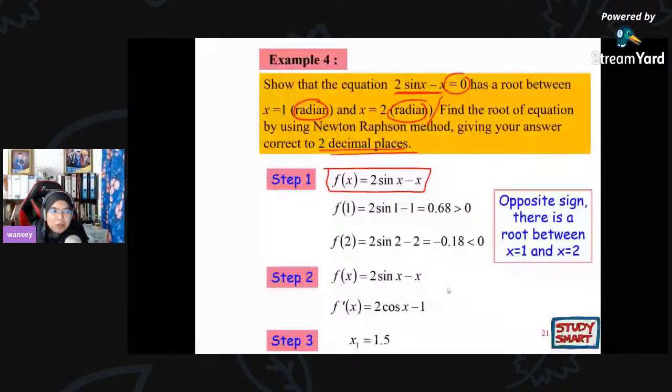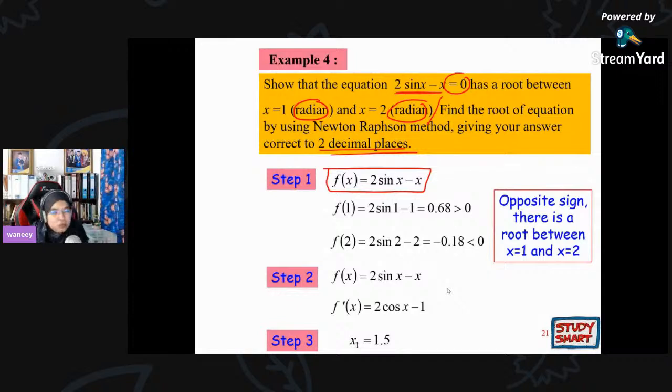Don't want to use 1.5, want to use 1.2, can? 1.3, right? 1.4, that is also okay. 1.6, okay. 1.7, okay. 1.8 also okay. But do make sure never to use x equal to 1 and x equal to 2. Why never? Because you already substitute x equal to 1 and x equal to 2. And you already know that the value is definitely not equal to 0 and not even closer to 0. So don't use 1 and don't use 2 as well.